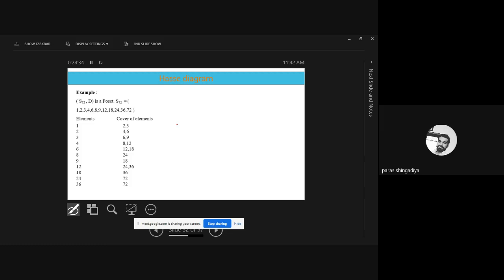Okay. Now the set is changed. S72 is given. So first you have to derive the divisors of 72, because without that it is not possible to manage cover elements. Okay. So S72 means that is 1, 2, 3, 4, 6, 8, 9, 12, 18, 24, 36 and 72. Okay, these are the divisors of 72. इस सभी नंबर से आप 72 को डिवाइड कर सकते हो.